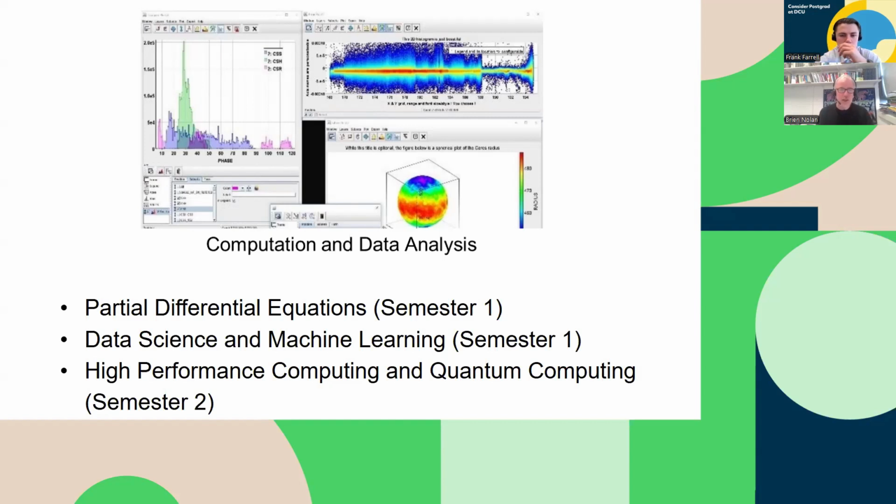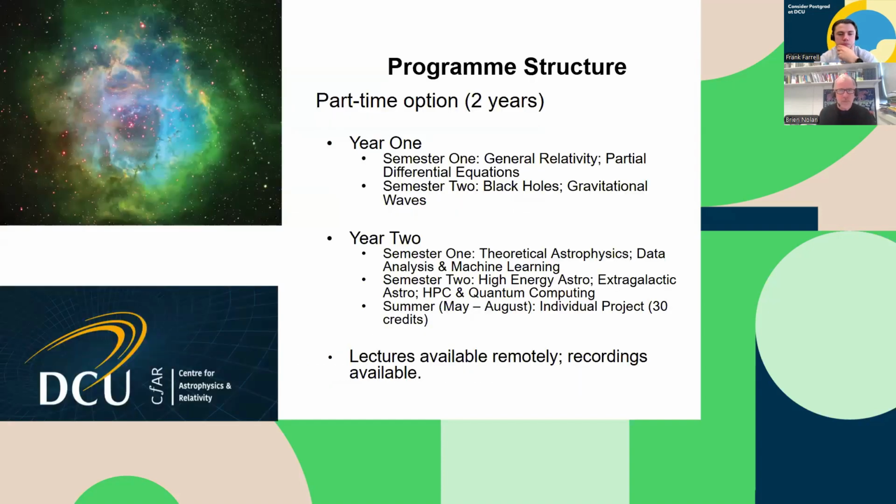Okay, so that's a description of all of the different modules. So I'll come back to the program structure now, just to refer to the part-time option. I just wanted to go through those modules before looking at this, because I think the easiest way to talk about the program structure for the part-time option is just to talk about what modules you will do. So basically, in the part-time option, you do about half of the modules each semester relative to the full-time program.